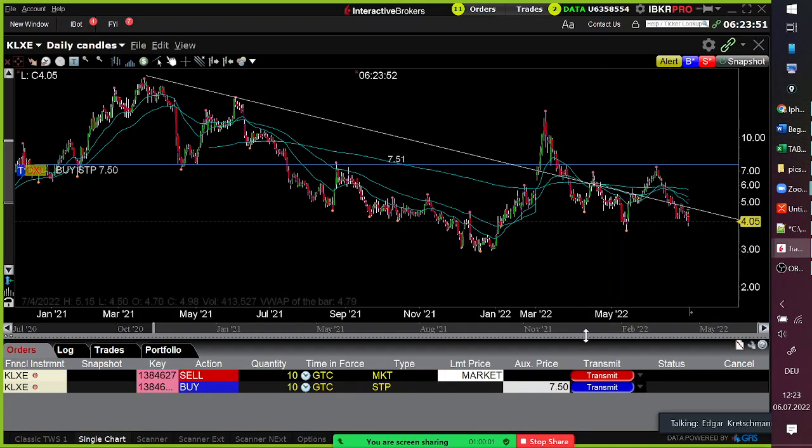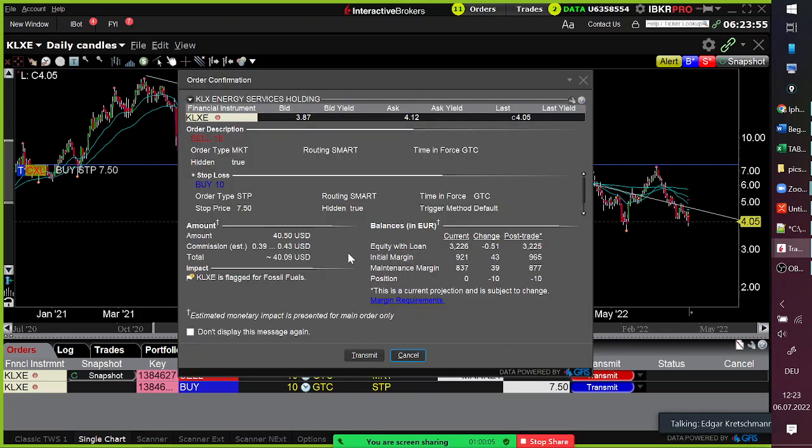Anyways, I transmit this order, and he shows me again that I will buy for $40. That's the commission, the money the broker takes for putting this order into the system. And here's the true equity. I have just 3,200. So I was right, 3,200. And it will change because I pay the commission right now, and the rest is not important right now.